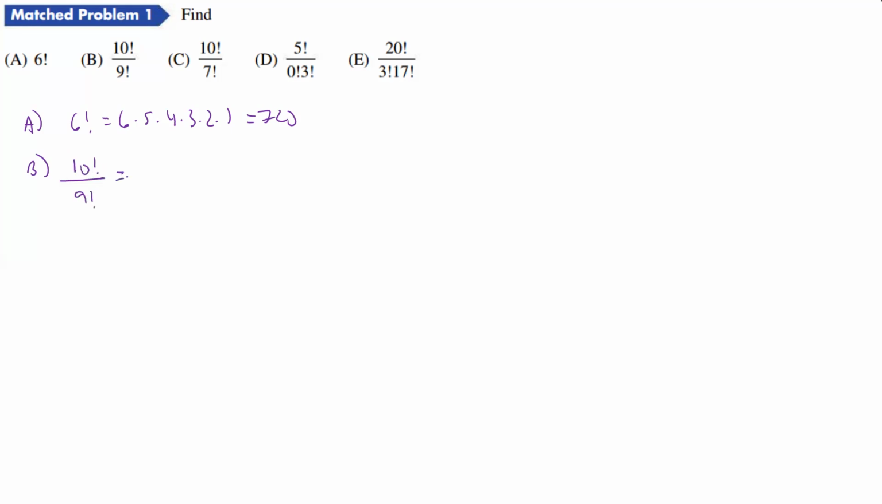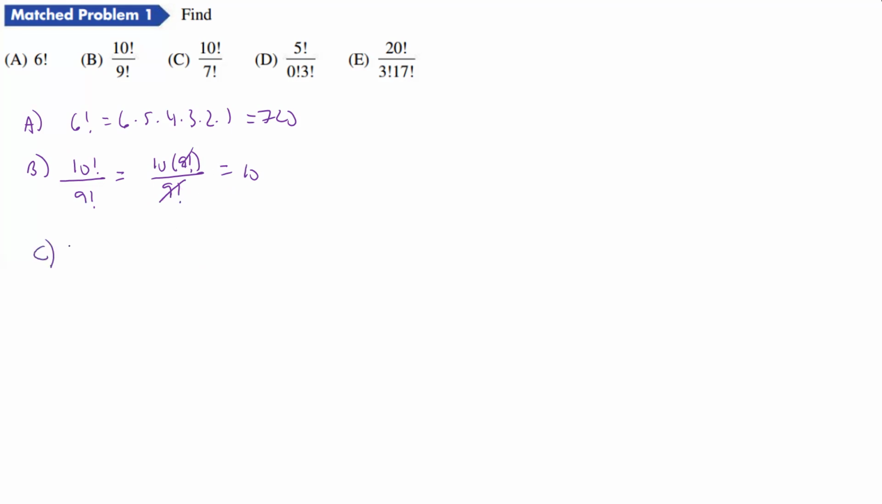B. Now 10 factorial over 9 factorial. Well, this is one where we can use that nice feature. If we take 10 times 9 factorial over 9 factorial, those cancel, and we just get 10. So we didn't have to actually multiply 10 times 9 times 8 and then divide by 9 times 8 times 7 and so on. We could just cancel those out and we just get 10 for our answer.